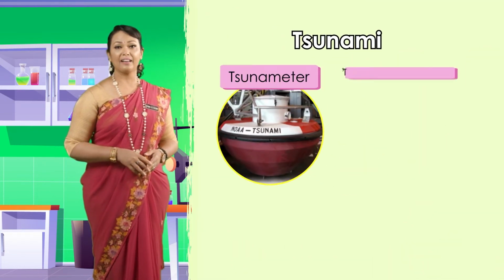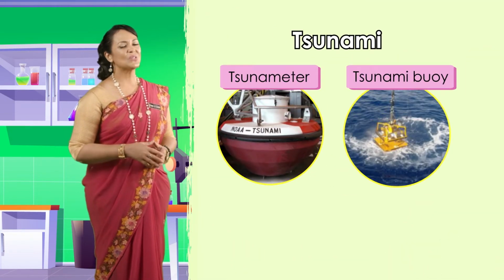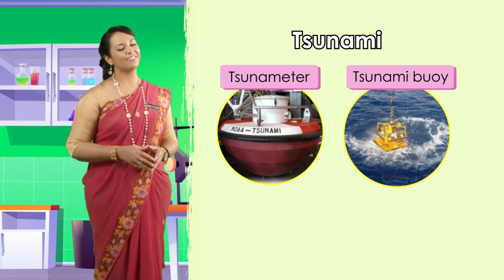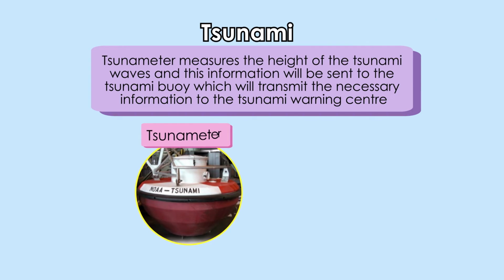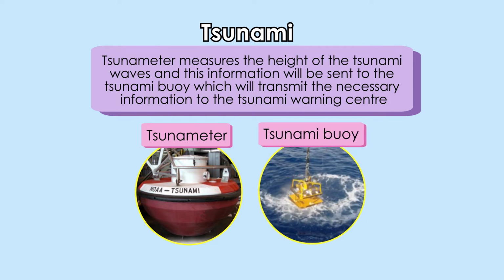Besides the seismograph, the tsunameter and tsunami buoy also help to warn us of tsunamis. The tsunameter measures the height of tsunami waves, and this information is then sent to the tsunami buoy, which will then transmit the necessary information to a tsunami warning center.